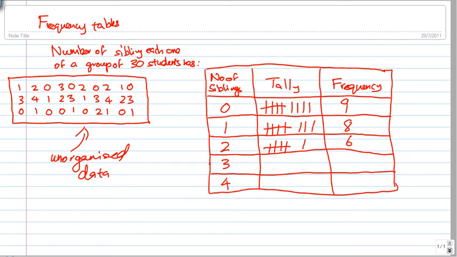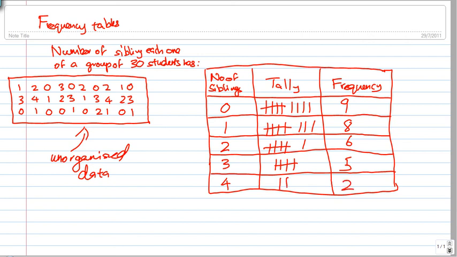Okay, 6. So let's count the number of students who've got 3 siblings each. 1, 2, 3, 4, 5. So it's just 5. Okay, let's count the number of students who've got 4 siblings each. 1, 2. That's it.